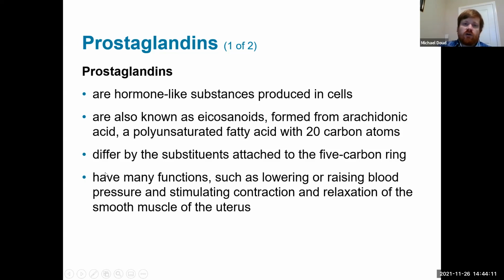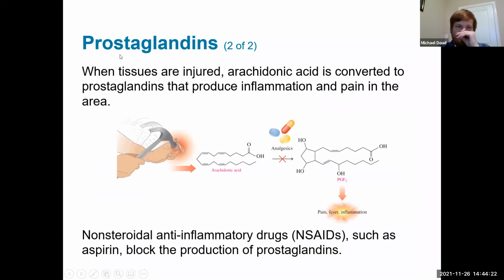Prostaglandins themselves are involved in a wide variety of functions, so they can lower or raise blood pressure, and they stimulate contraction or relaxation of the smooth muscle of the uterus. Also, when tissues get injured, arachidonic acid gets converted into prostaglandins, and that is responsible for the inflammation and pain response in the area.